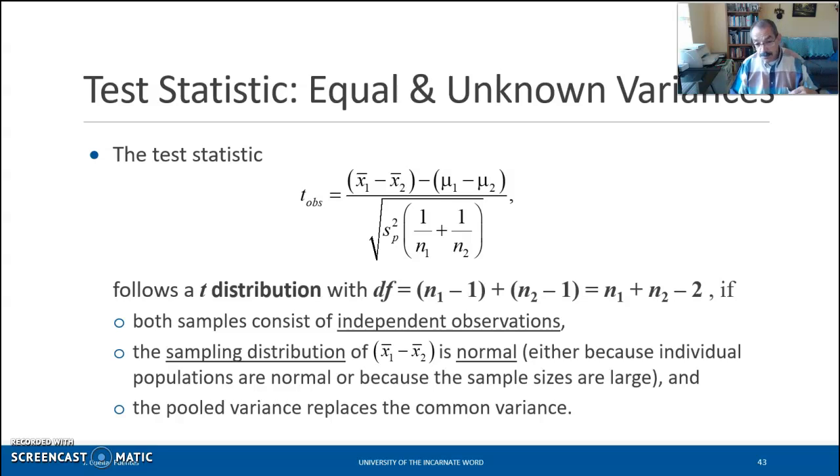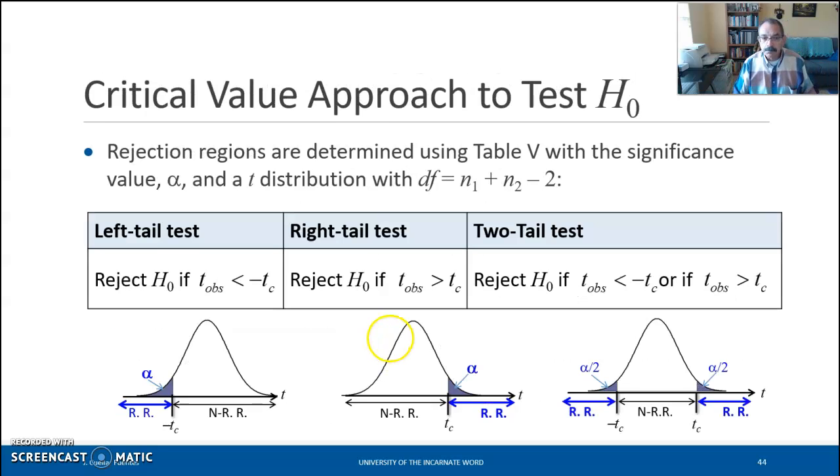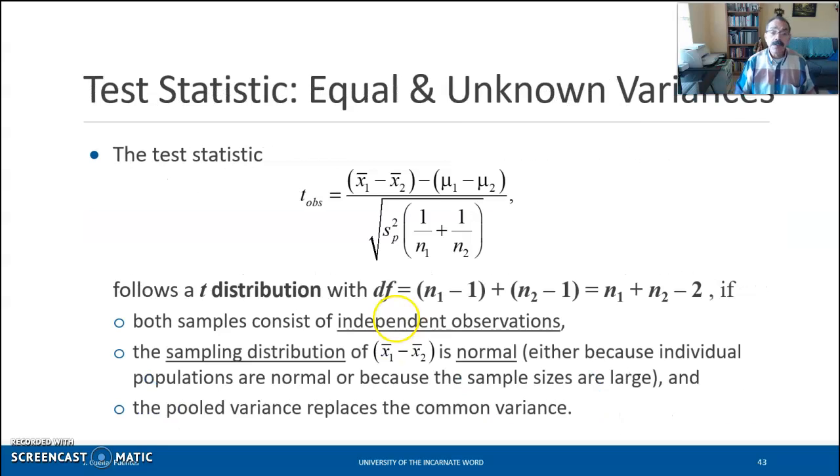And this is true if both samples consist of independent observations, the sampling distribution of x1 bar minus x2 bar is normal, and the pooled variance replaces the common variance. And remember, the sampling distribution of the difference of means will be normal if either we're sampling from two normal populations or the two sample sizes are large. All right, so now this is the test statistic. This is now how we're going to find the t-distribution to use with these degrees of freedom.